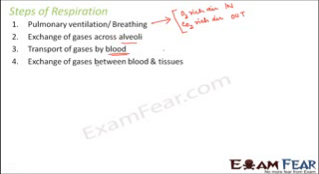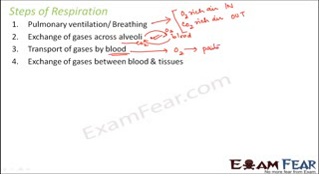The next step would be exchange of gases between blood and tissues. Once the blood carries the oxygen to different parts of the body, again there has to be an exchange between the blood and the tissues. For example, what happens at the alveoli? Between alveoli and blood, oxygen is given to the blood and blood gives carbon dioxide to the alveoli. Now what will the blood do? Blood will carry the oxygen to different parts of the body.